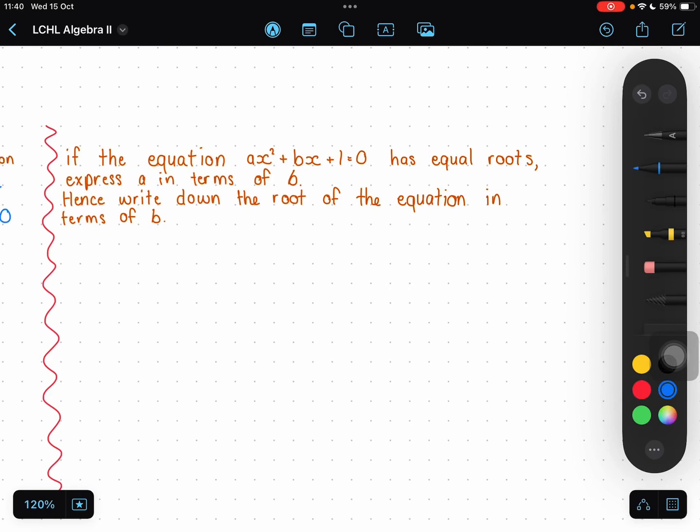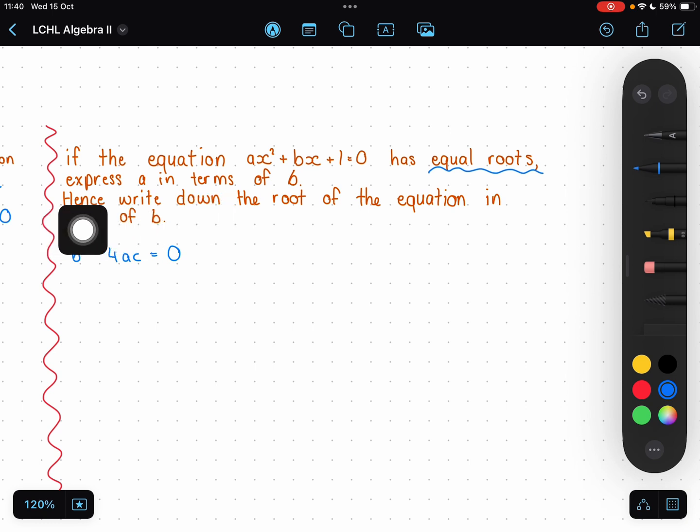Okay, so this question says, if the equation ax squared plus bx plus 1 equals 0 has equal roots. Equal roots means my discriminant, b squared minus 4ac, is equal to 0. So it has equal roots, my discriminant is equal to 0. Express a in terms of b, hence.